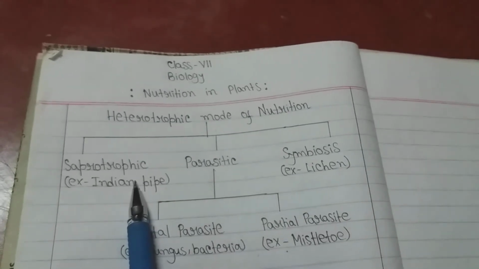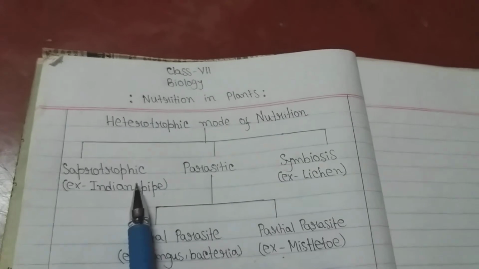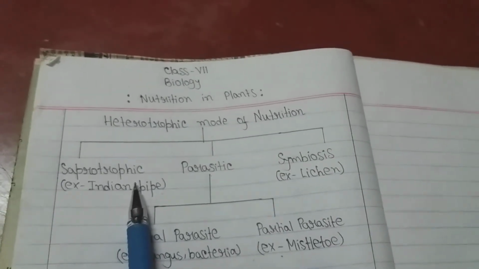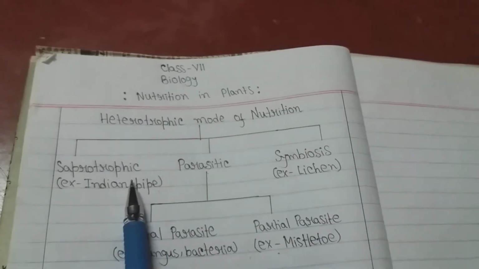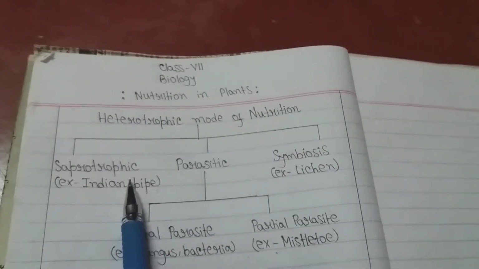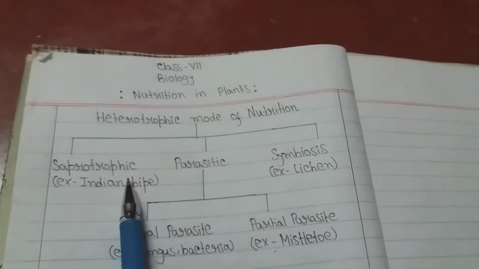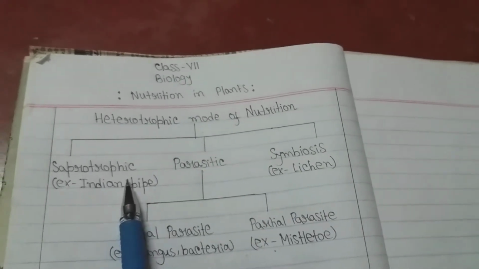Now we discuss another term, saprotrophs. Fungus and bacteria are known as saprotrophs. Actually, fungus secrete digestive juice on the dead and decaying matter to convert it into a liquid. This is used as a nutrient by the non-green plants.